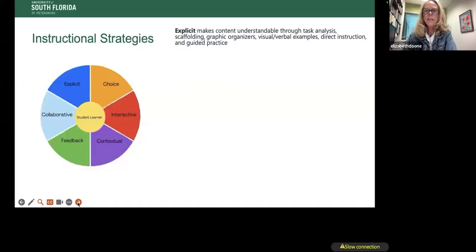For example, explicit is ensuring that we're making our content understandable. And we do this through several things. We can task analyze, we can scaffold, I know we've heard that word. We can use graphic organizers, we've heard that. We can use visual and verbal examples. We can use examples and non-examples. We use direct instruction and guided practice. Those elements make our lesson explicit.